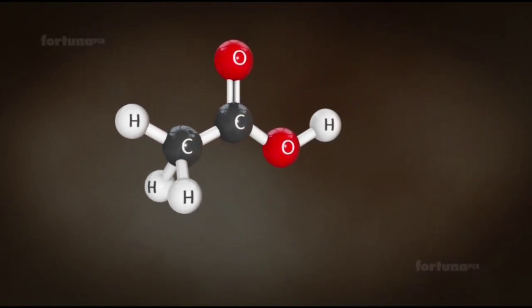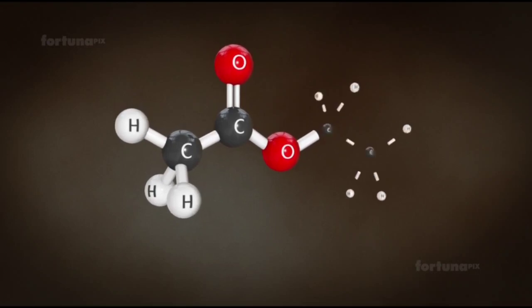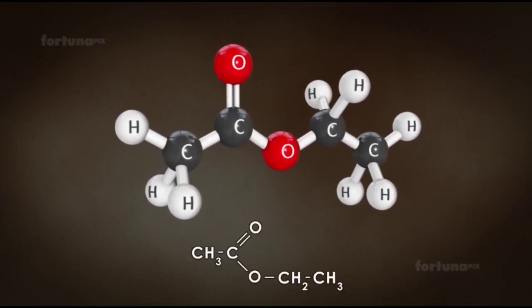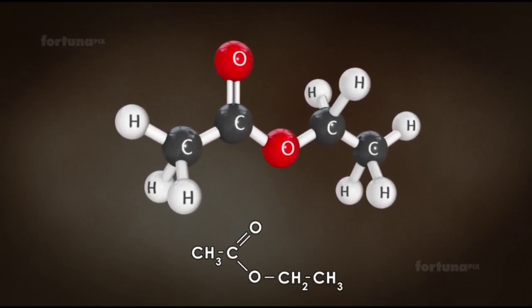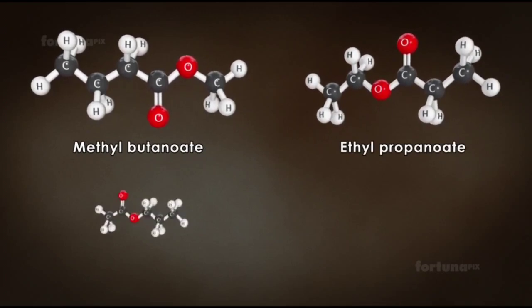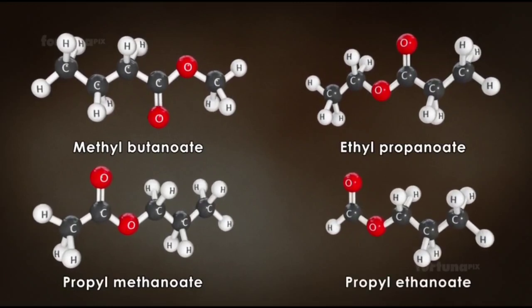The most common ester is ethyl ethanoate. In this case, the hydrogen in the COOH group has been replaced by an ethyl group. The structural formula for ethyl ethanoate is CH3COOCH2CH3. Other esters include methyl butanoate, ethyl propanoate, propyl methanoate, and propyl ethanoate.